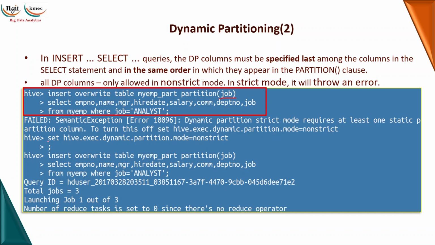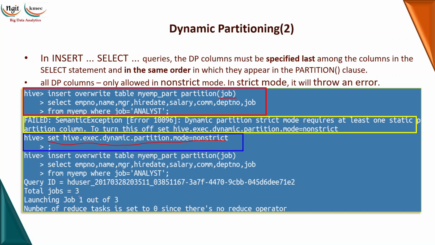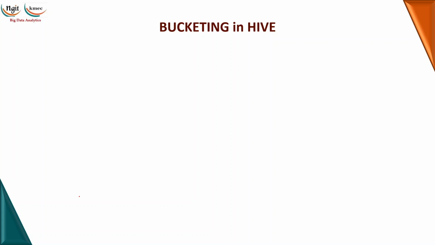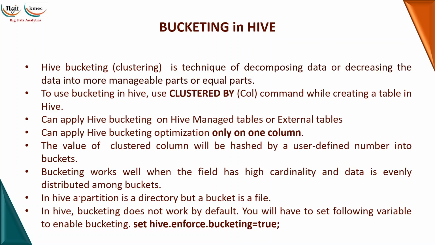So we have to set one property: set hive.exec.dynamic.partition.mode equal to nonstrict. Then you can use this same statement and it will be executed successfully, and all the records will be stored in the corresponding partitions. Okay, so this is the partitioning concept. And bucketing: partitioning means it will create separate directories, and bucketing means it will create separate files. That can be represented with clustered by.